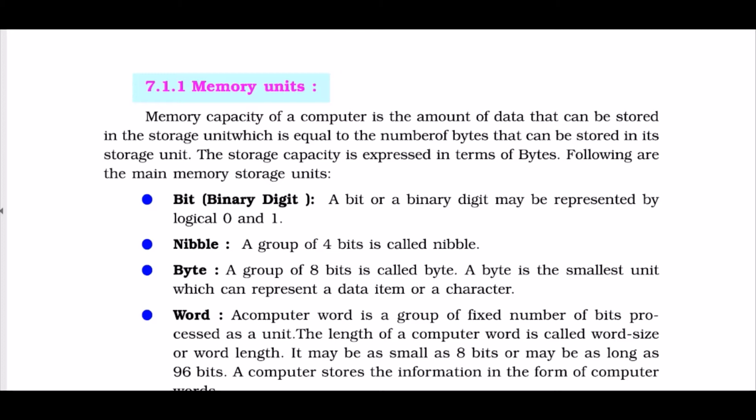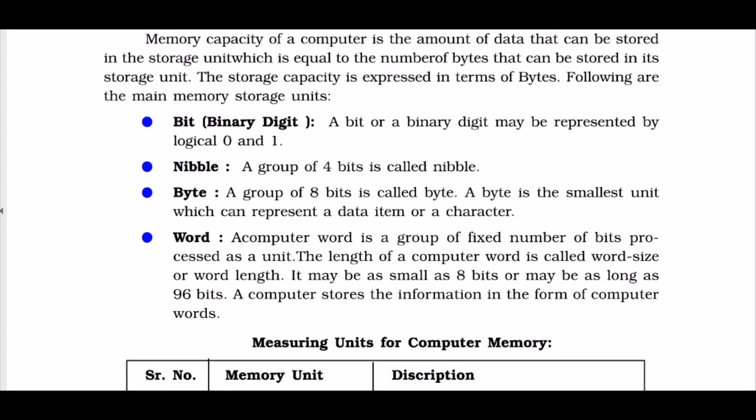Following are the main memory storage units. Number 1, bit or a binary digit. A bit is nothing more than 0 and 1. You have switches at home, right? When you turn it on, it represents 1. When you turn it off, it represents 0. Similarly, a bit is just logical 0 and 1.